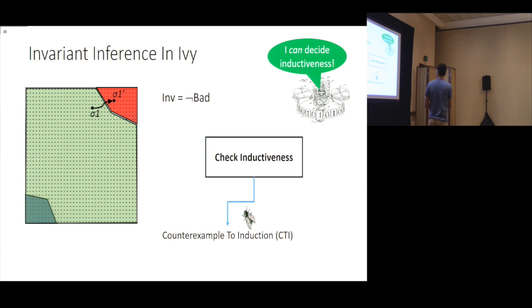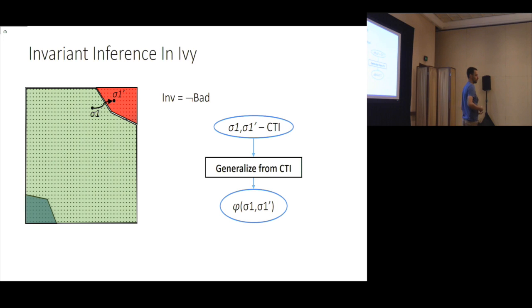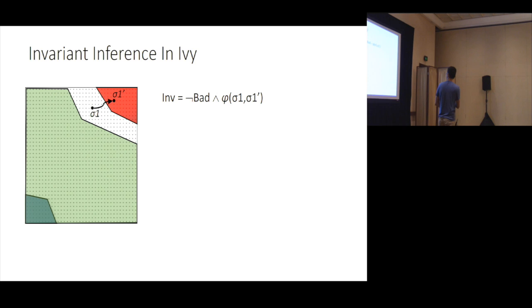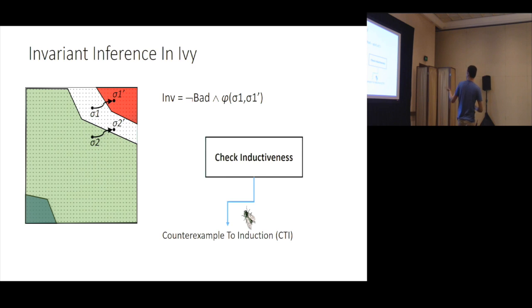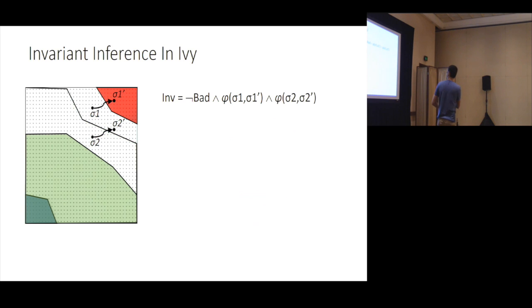So we'll get some state here that state outside of the invariant. At this point, we want to look at this counterexample to induction and to somehow generalize from it and come up with a strengthening that we can strengthen the invariant and exclude. And after we strengthen the invariant, we've excluded many more states. And we check inductiveness again. We might get another counterexample to induction. Need to generalize again and continue this process until we've reached an inductive invariant.